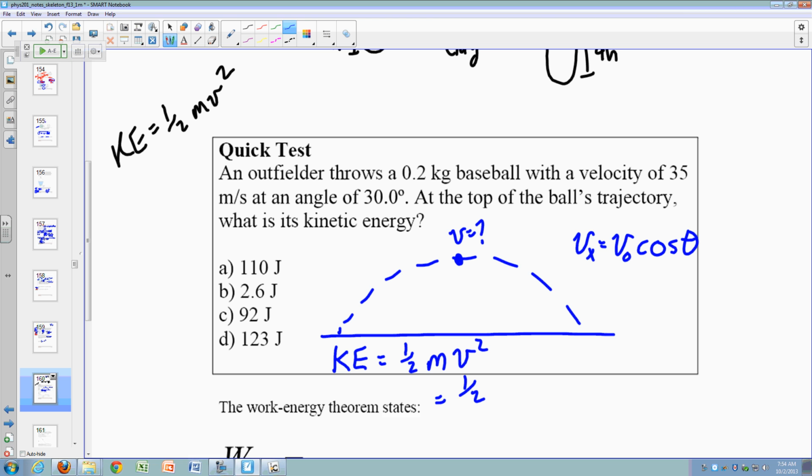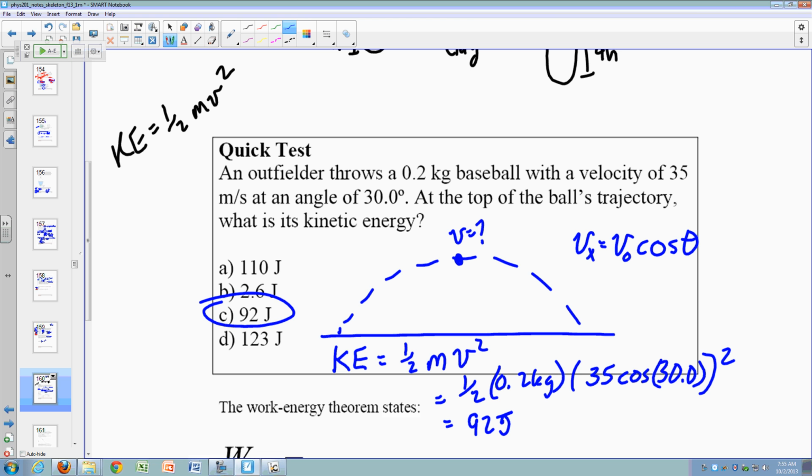going to be 1/2 of my mass, which is 0.2 kilograms, times my velocity, which is v naught cosine theta, that's 35 cosine of 30 degrees, and that's squared. And then if I do that, I get 92 joules. So to find its kinetic energy, you just have to find its velocity, which is only going to be the velocity in the x direction.